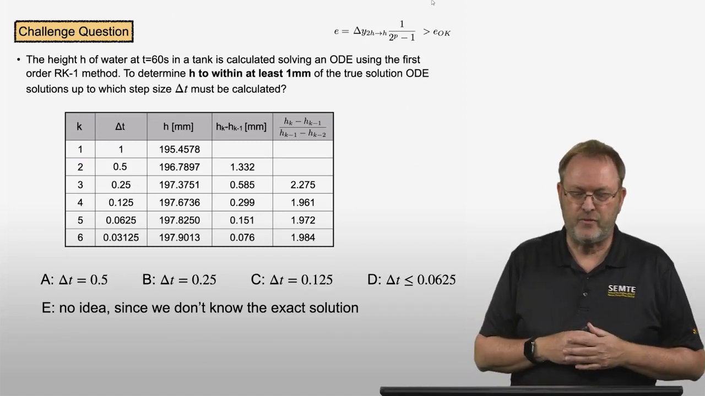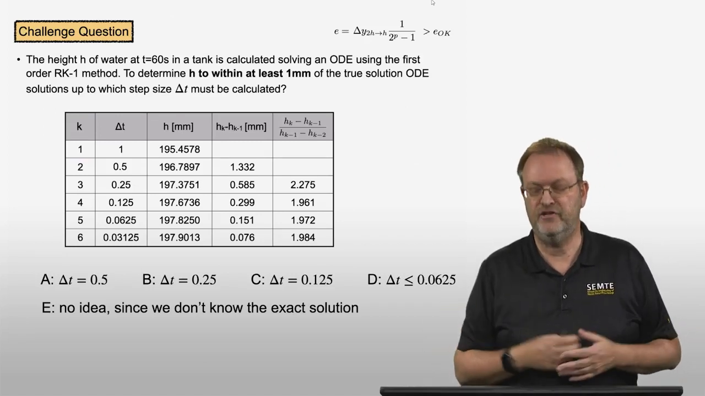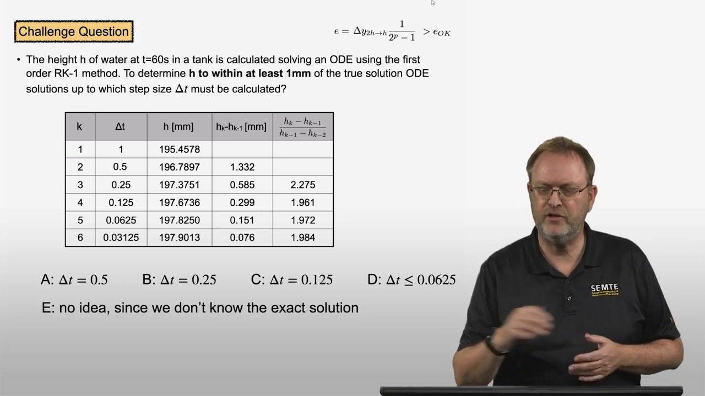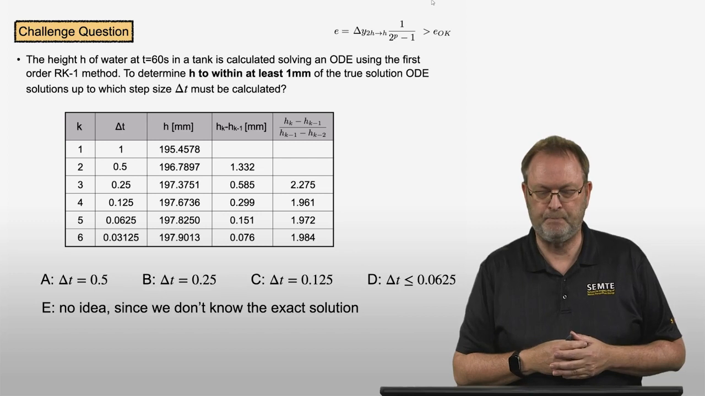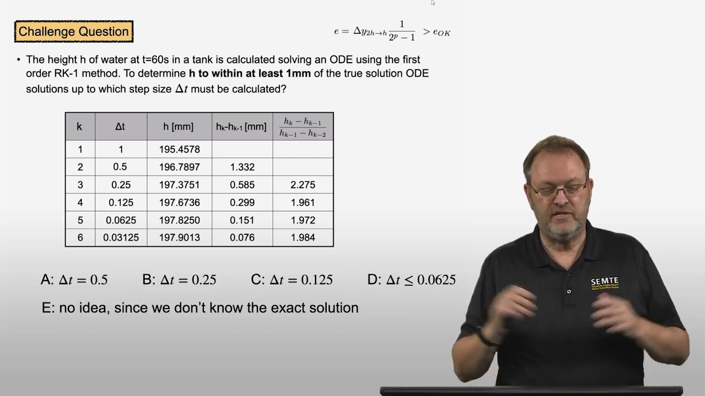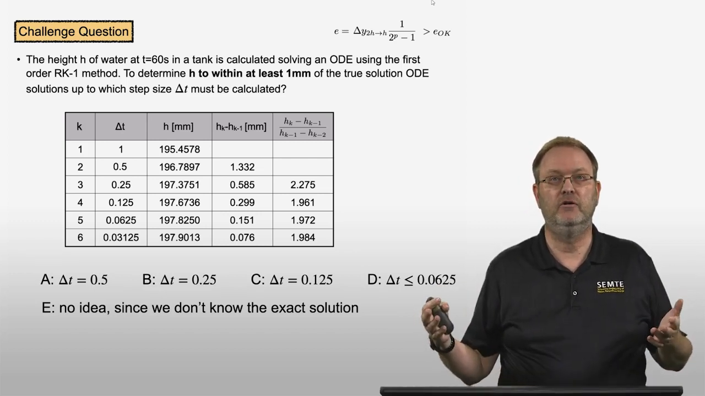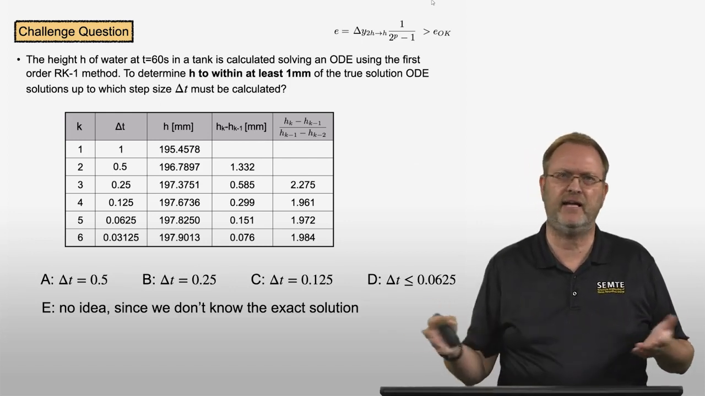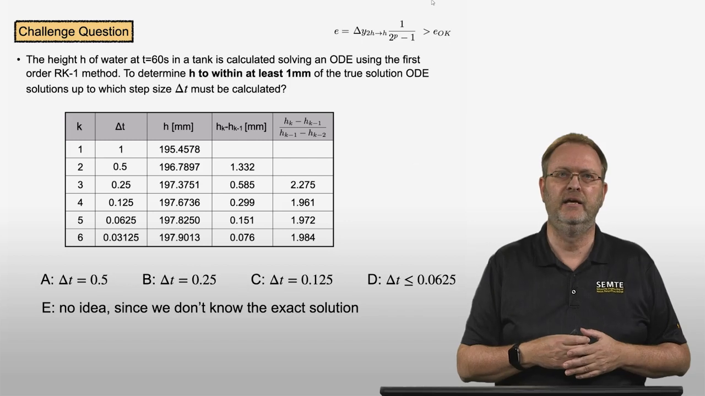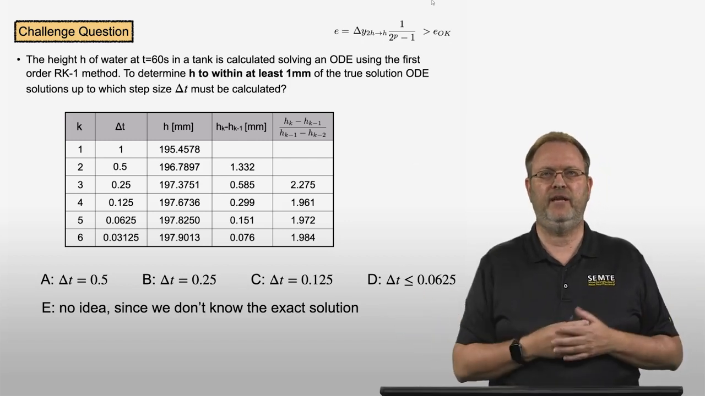Okay, so here's a challenge question using the application of this. And in the top right here is the equation from the previous slide. So here's the challenge. The height h of water at t equal to 60 seconds in a tank is calculated by solving an ODE using the first order RK1 method, right?